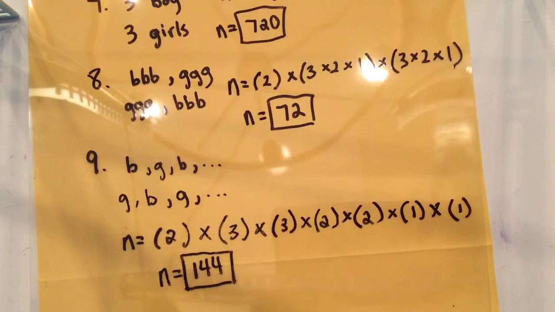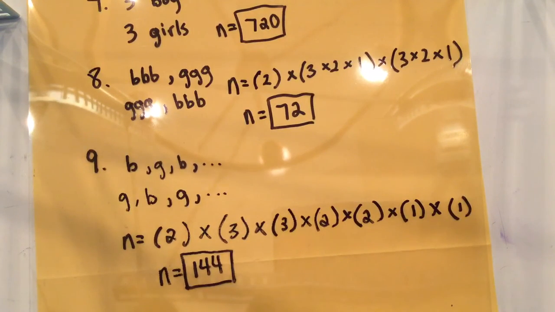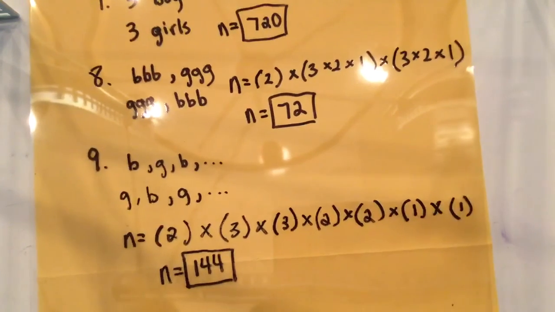Boom. So that is the number of arrangements you can make if they have to sit boy, girl, boy, girl. All right, so that's 7, 8, and 9.